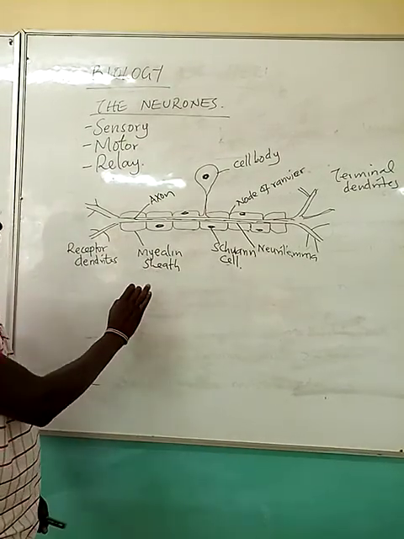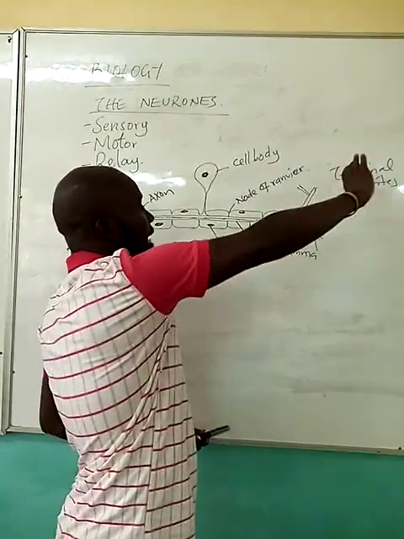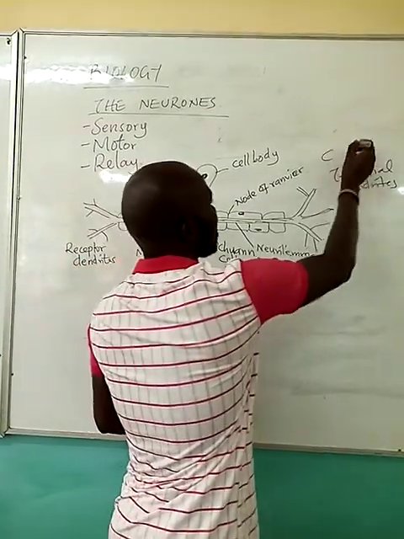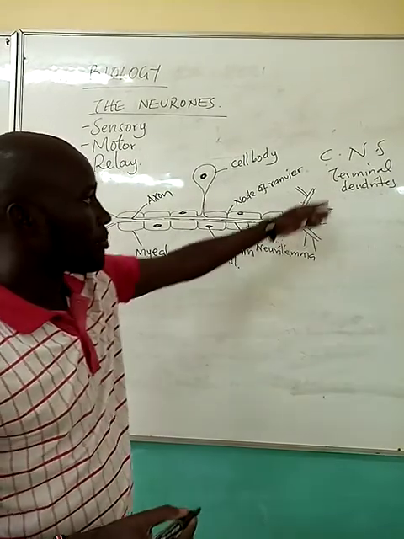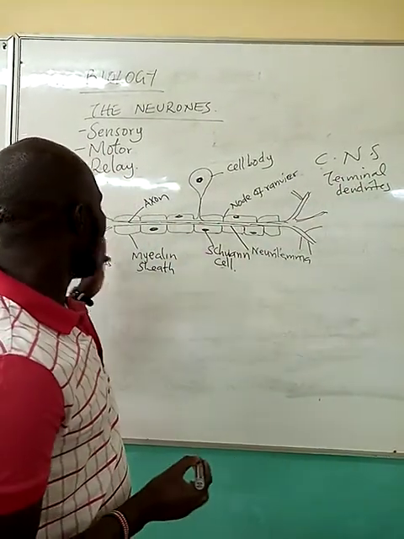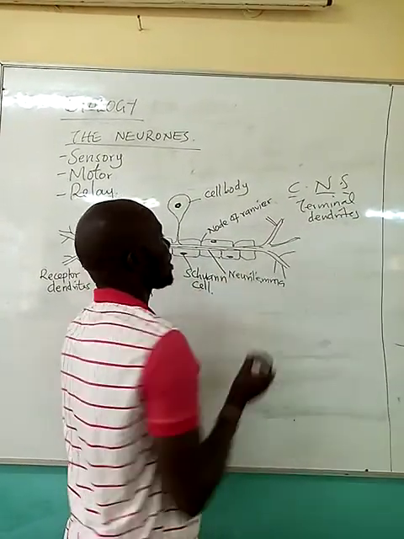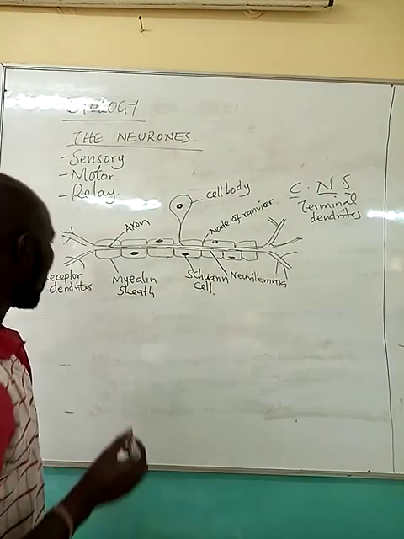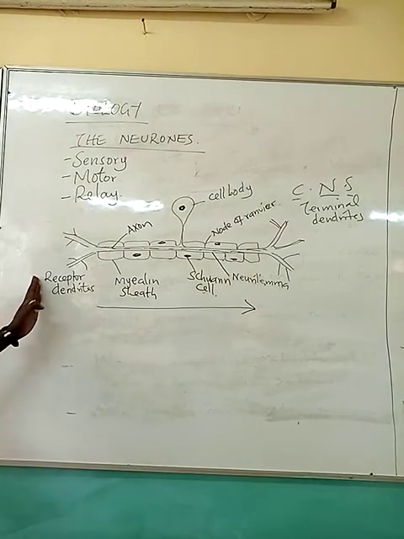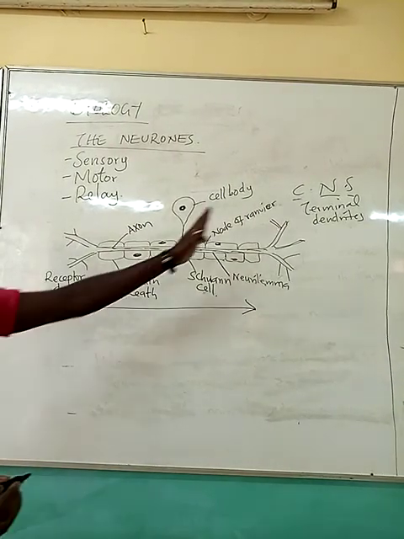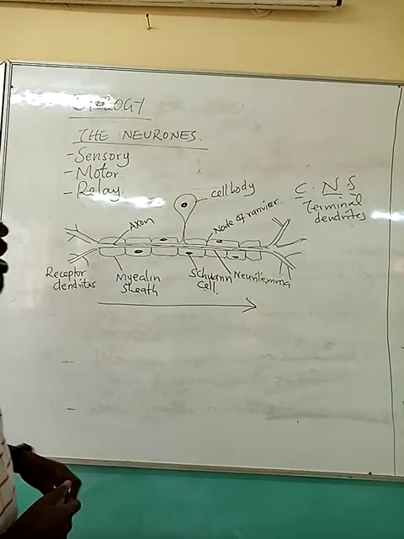So each and every part here has a function that is designated for it. Then at the end of it, this is the part we are calling the terminal dendrites. That means it's like the terminus where the impulse reaches, so it is found in the central nervous system. The movement of an impulse can be shown by an arrow. It starts from the receptor dendrites to the central nervous system. So that is a basic plan of a neuron.